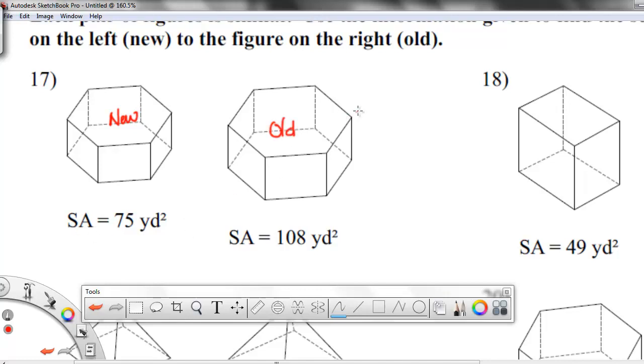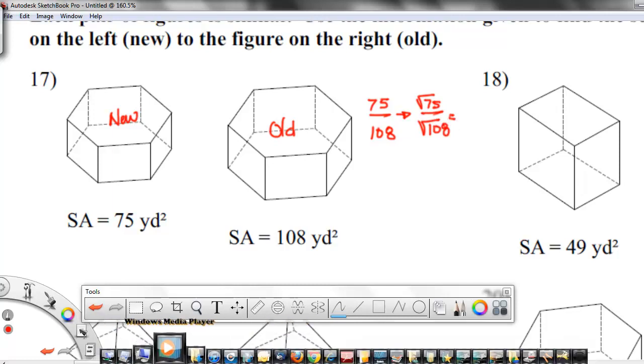Let's go ahead and write this proportionality statement. So 75 will be on top and 108 will be on the bottom. Now because these things are proportional, I want to get back to the dimensions of their sides. We're dealing with a square yard, so I'm going to take the square root of each side, take the square root of the top, take the square root of the bottom, and then we'll just put that on our calculator and see what we get.